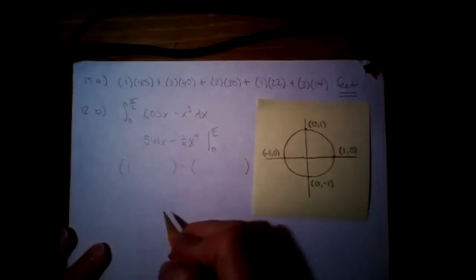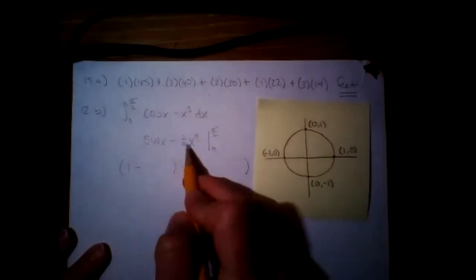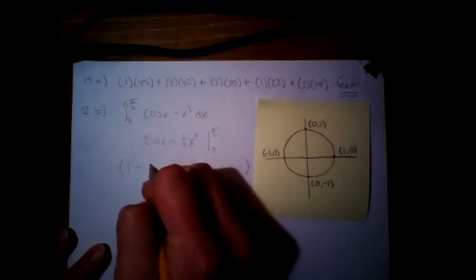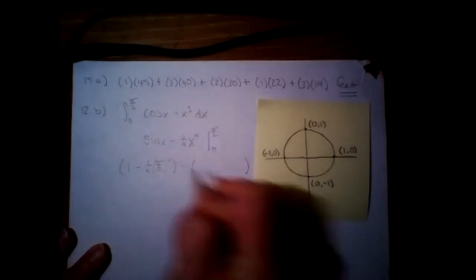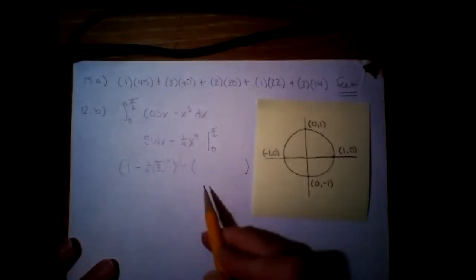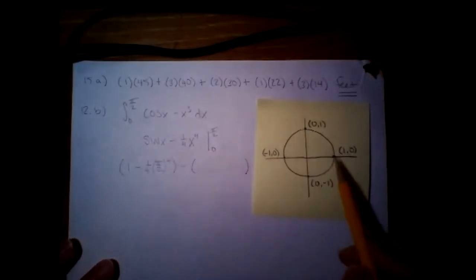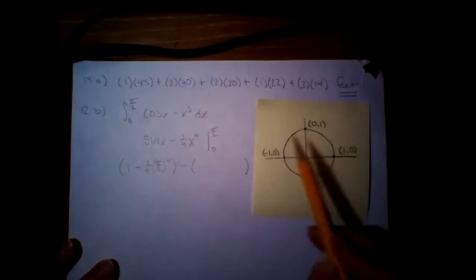So sine of pi over 2 is 1, minus, and then we're still plugging in pi over 2, so this looks really awkward. It would be 1/4 pi over 2 to the fourth. All right, minus, now we're plugging in 0. So where is 0 pi on the unit circle?